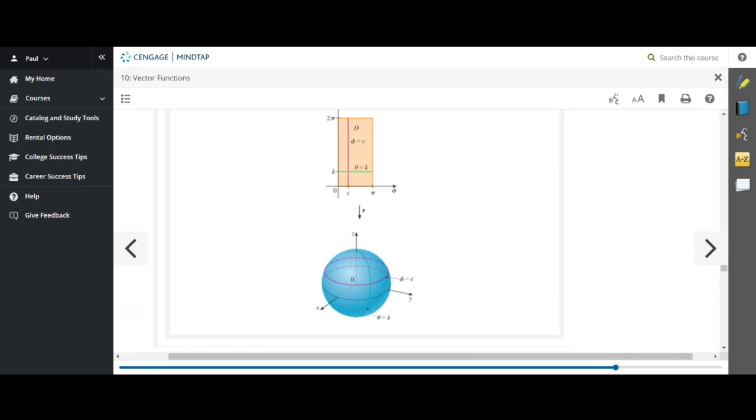Thank you, Ellie. Since phi goes from 0 to pi, the grid line corresponding to theta equals k is only a half circle. It's not a full circle. That's right, because phi goes from 0 degrees, measured from the positive z-axis, to 180 degrees. So it's just a half circle there. Thank you.